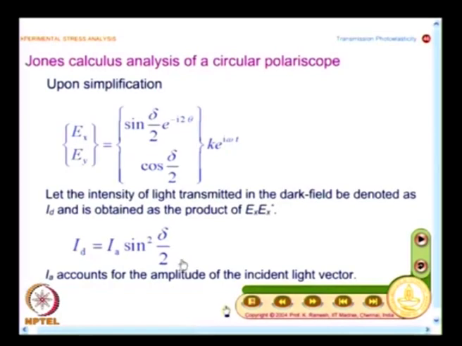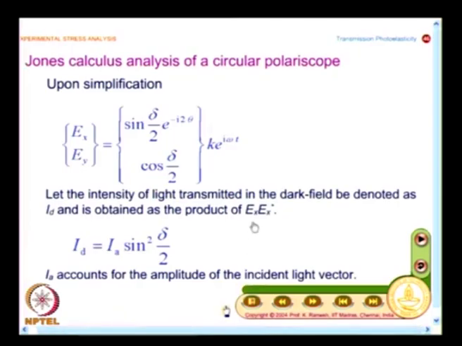When I keep the analyzer vertical, it will allow the y component, then this expression will change to I a cos square delta by 2, and we label fringes as dark contours. So, this will happen in dark field, when it behaves like a full wave plate. You have delta taking 0, 2 pi, 4 pi, 6 pi, you have fringes, you call them as 0, 1, 2, 3. In the case of bright field, you will have 0.5, 1.5, 2.5 as the fringe orders.